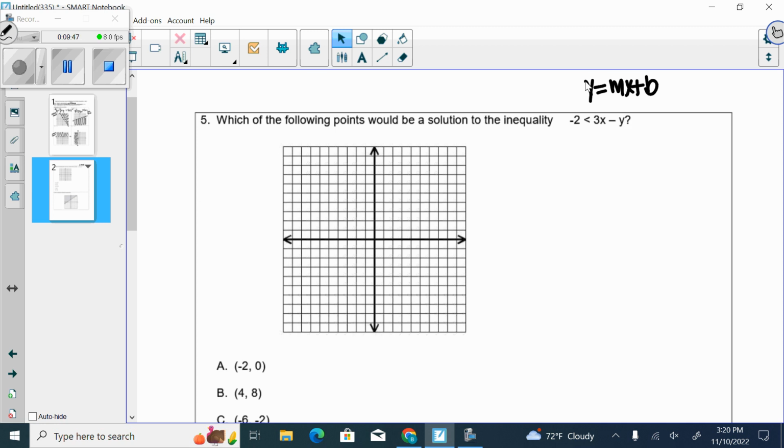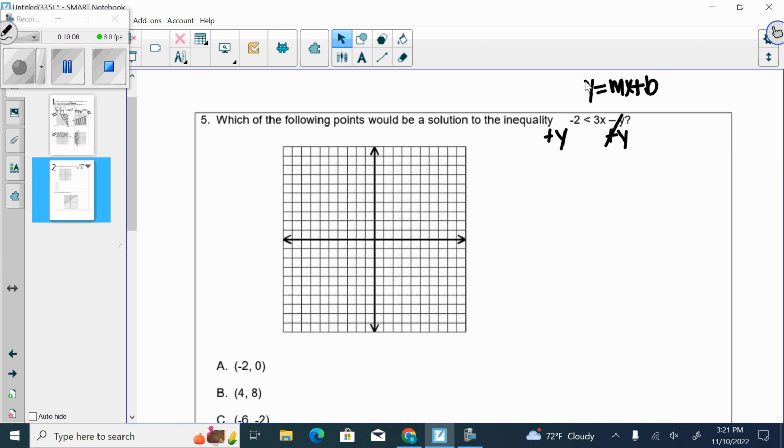So what could we do here? What would we do? Somebody said something about the y. We need to move it to the other side, right? If it's a negative y, how can I move it to the other side? Positive, okay? So we'll do that first.